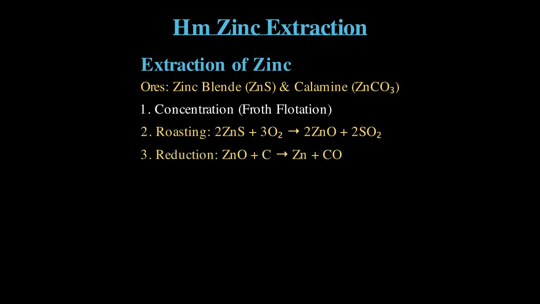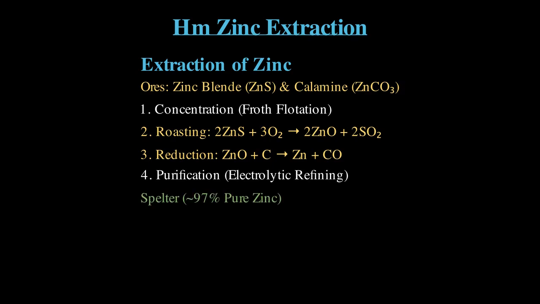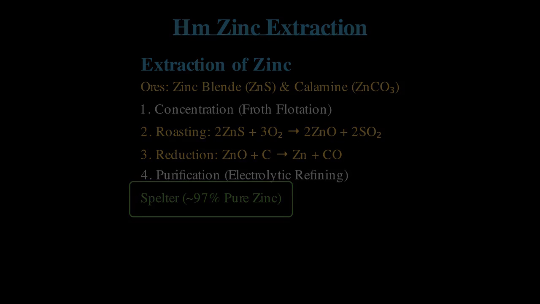The third step is reduction. We heat the zinc oxide with carbon. The reaction is ZnO plus C gives Zn plus CO. The zinc metal is distilled off as a vapor. For purification, we use electrolytic refining. The final commercial product is called spelter, which is about 97% pure zinc.